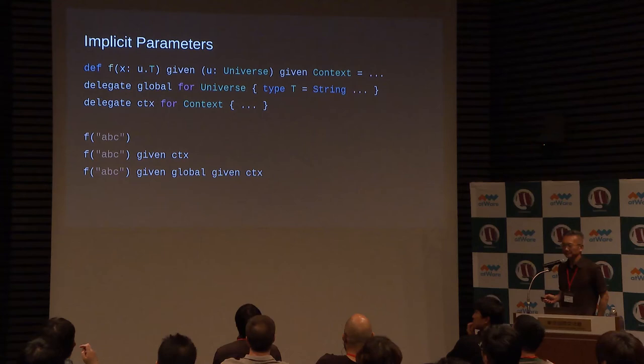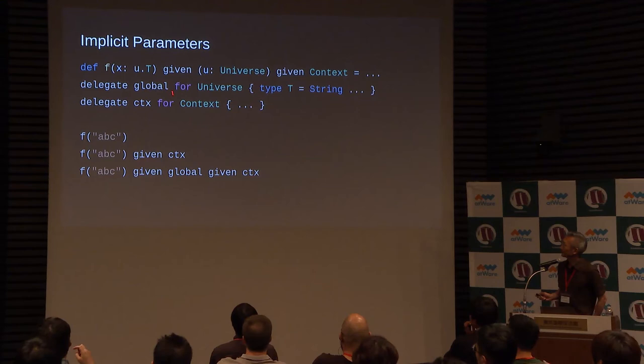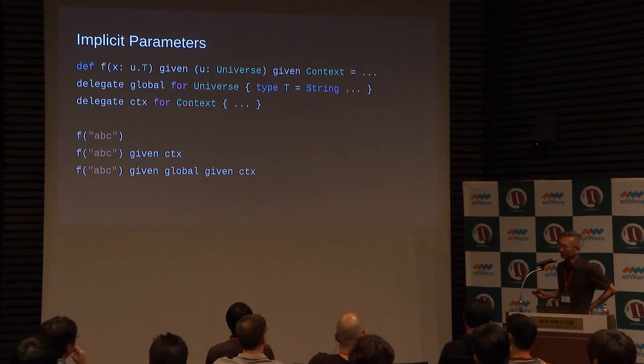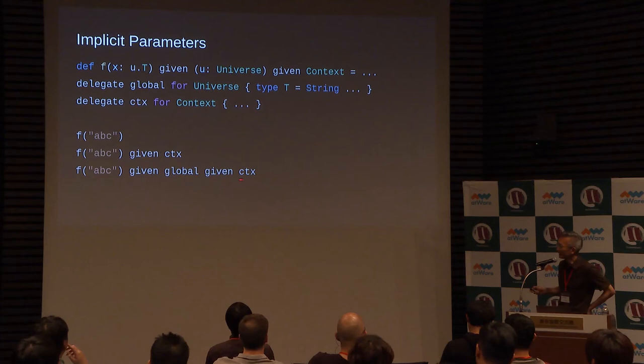Yes. But does the order of these explicit givens matter? I mean, what if we write F ABC given CTX given global, or can I combine the given clauses like F ABC given global comma CTX or something? Yes, the order matters. If you want to give both of them, then the order matters. But if you only want to give one, then just give one. If you want to give both, you need to do given global given CTX. You cannot do given global comma CTX. It's not allowed. Okay, thank you very much.